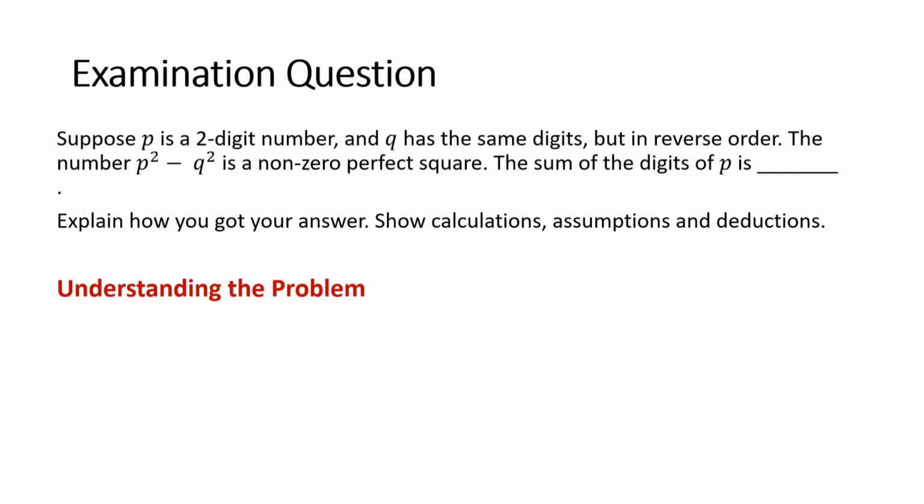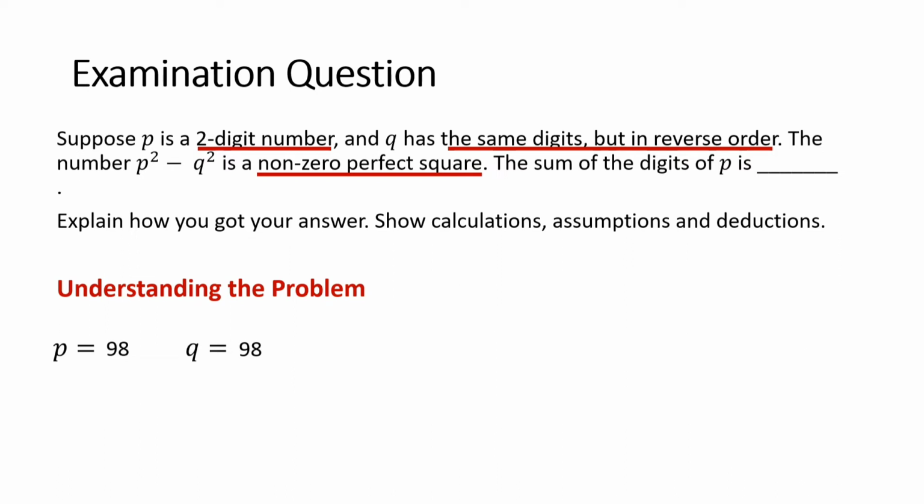Some salient points made in this question are: P is a two-digit number and Q has the same digits but they are in reversed order. It is also important to note that P squared minus Q squared is a non-zero perfect square. This means that if, say, P is 98, then Q will be 89. Note that P has the reverse digits of Q.